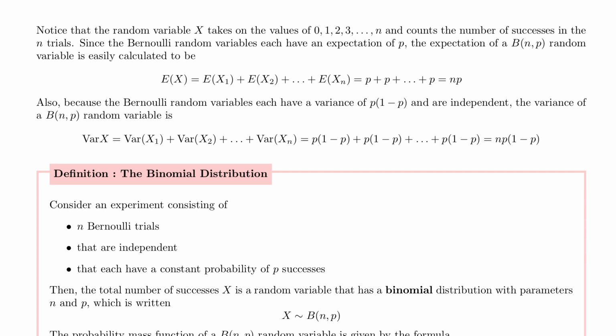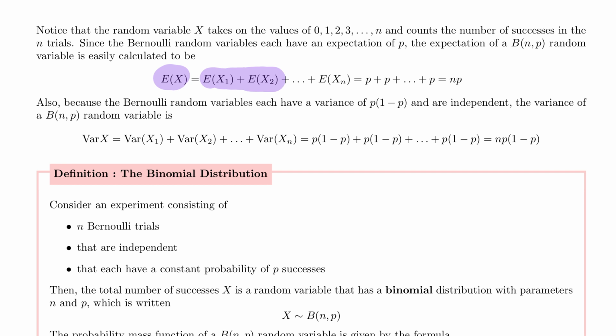And it counts the number of successes in all of our n trials. So since the Bernoulli random variables each have an expectation of p, the expectation then of a binomial random variable modeled by n trials, each with a probability of success p, can easily be calculated as the expectation of each one added together.